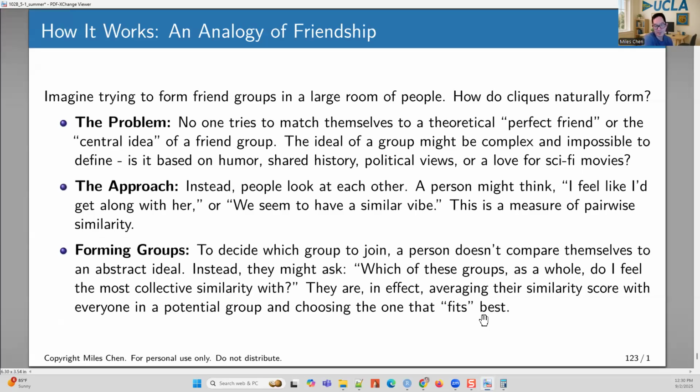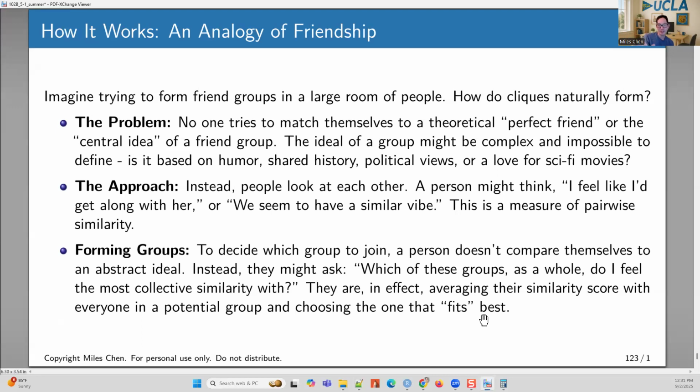My analogy is kind of like friend groups. Imagine trying to form friend groups in a large room of people. How do people end up clustering themselves into these little cliques? The thing is that no one is going to try to match themselves to some theoretical perfect friend or the central idea of a friend group. You might have these different cliques, but what's the centroid of that friend group? That doesn't quite exist, right?